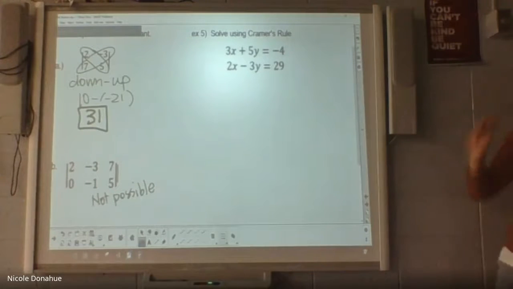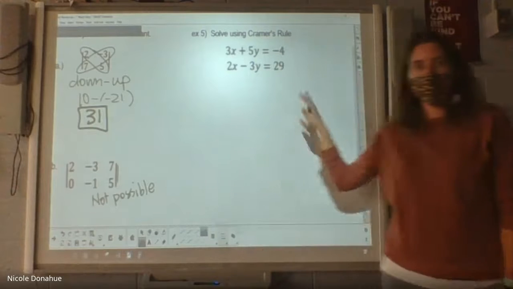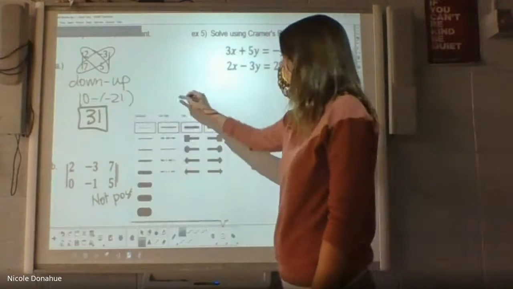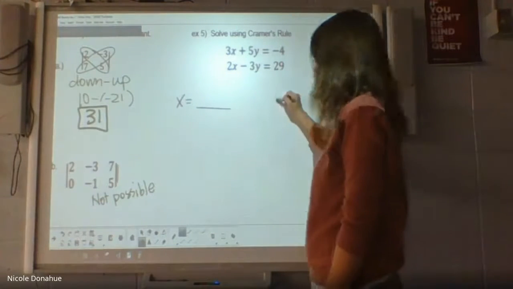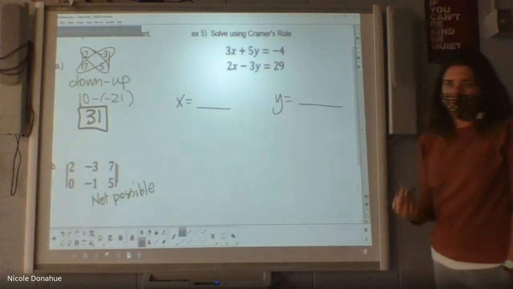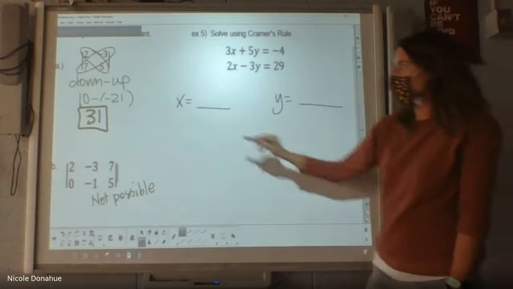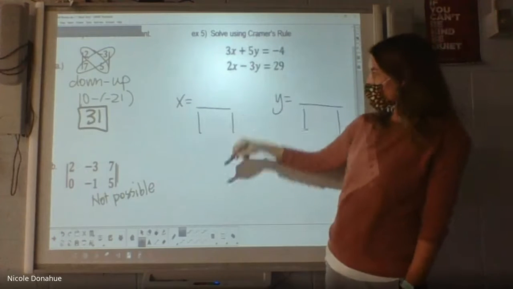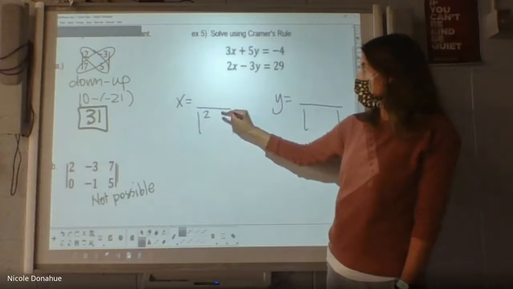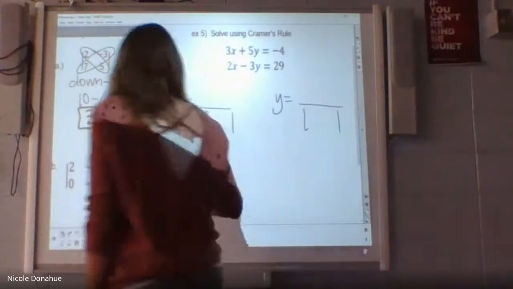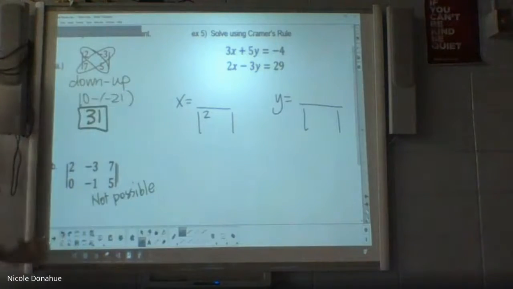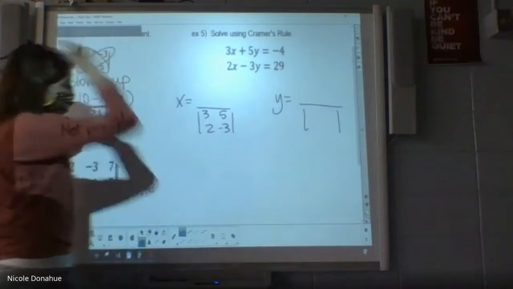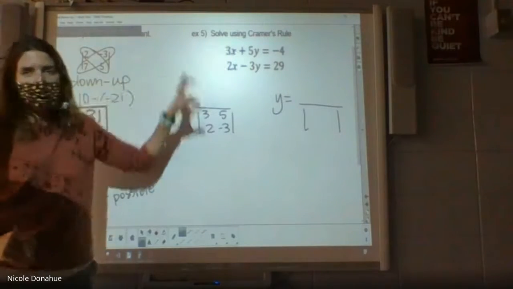So Cramer's rule here, are we okay with going through this right away? Okay. Cramer's rule. Again, I like setting it up by putting the bottom on first. So I take those and put them right into the matrix. So 3, 5, 2, negative 3. I got those numbers from the coefficients up there.